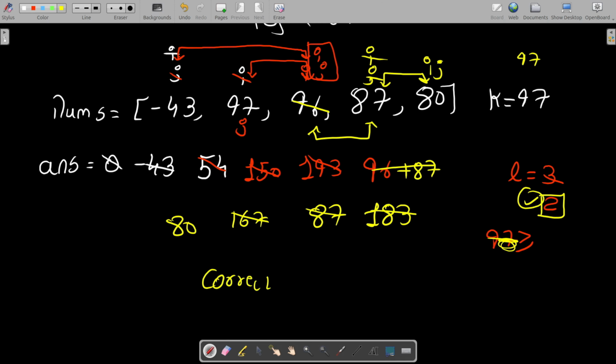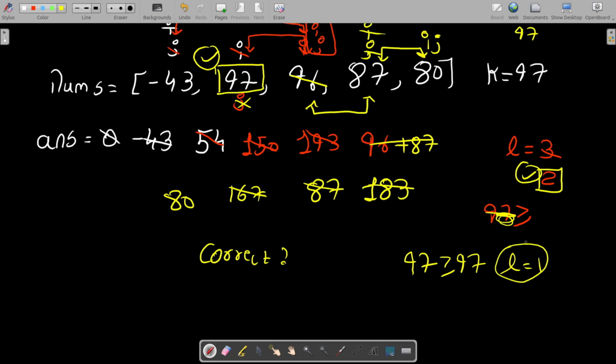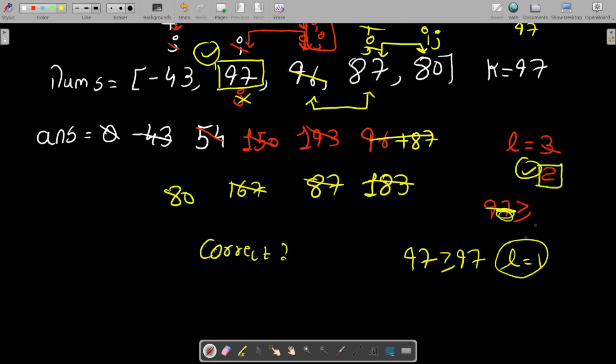Of course our answer is wrong because we have 97 here, which is greater than or equal to 97. So our length should be 1, but we forgot it and we missed it in this thing. So hope you understood that two pointers will not work here.